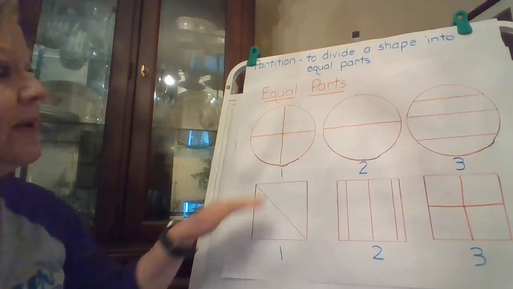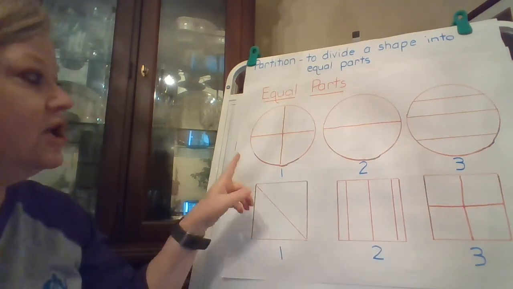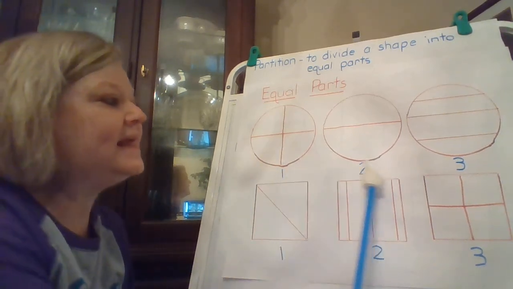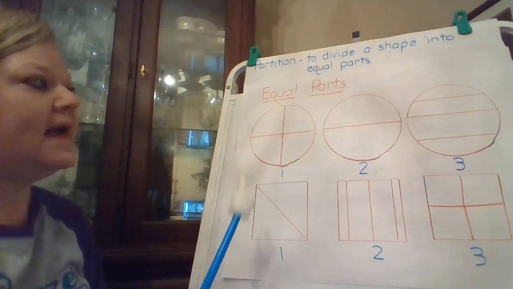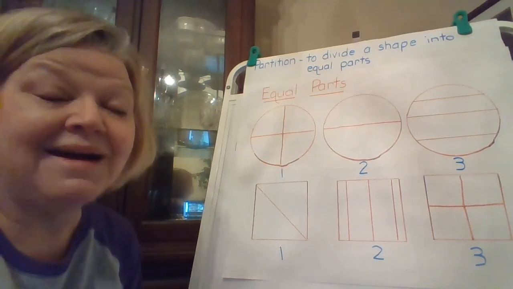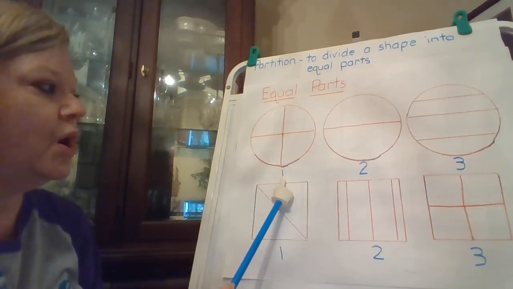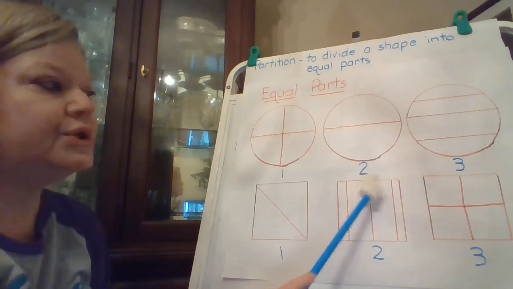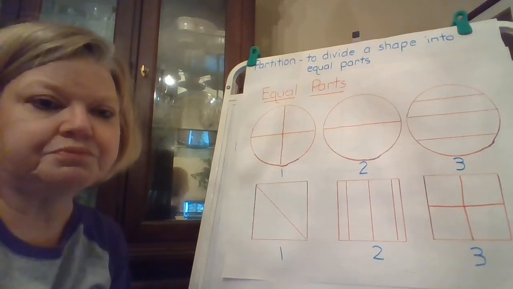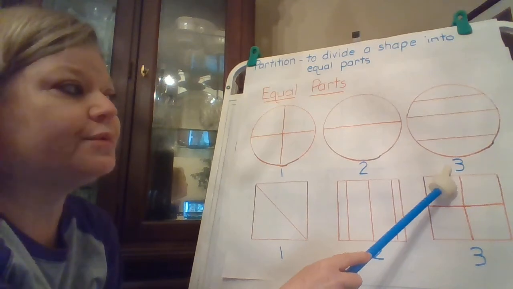I want us to look up here at my illustrations of these shapes. You have circles and you have squares. I want us to look in this row right here, and I want you to tell me which one does not have equal parts. Is it number one? Is it number two? Or is it number three? Think about that. You are right. It is number three.